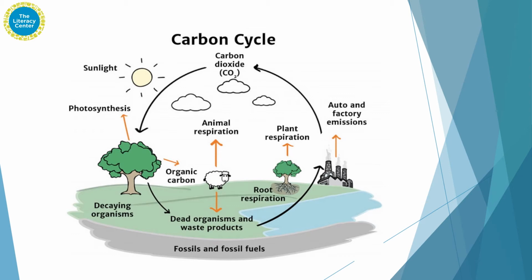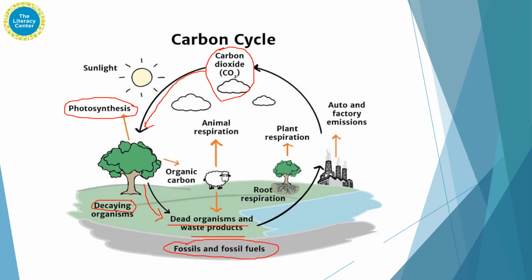So how does this happen? You can see here. In the atmosphere, carbon is present in the form of carbon dioxide. This carbon is used by plants in the process of photosynthesis. During photosynthesis, plants create energy or sugar. When these plants die or decay, the decaying plants release this carbon back into the soil, and this will help us in getting fossils and fossil fuels.